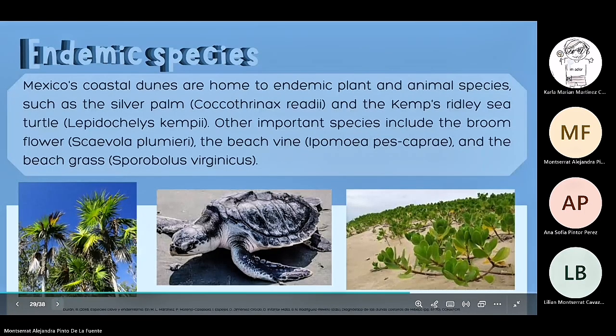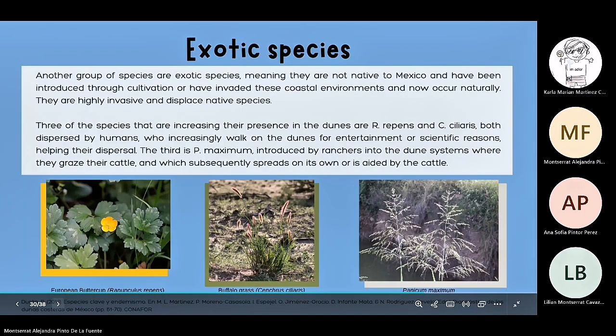Endemic species. Mexico's coastal dunes are home to endemic plant and animal species, such as the silver palm and the Cape's Bridalizia turtle. Other important species include the broom flower, the beach vine, and the beach grace.